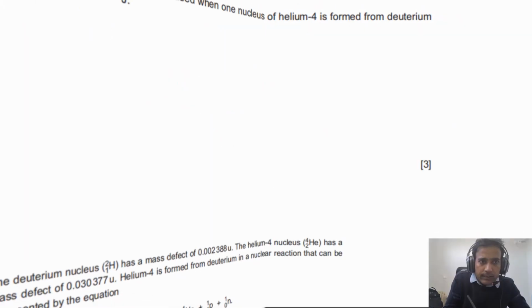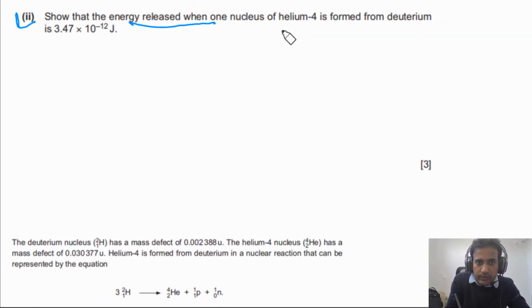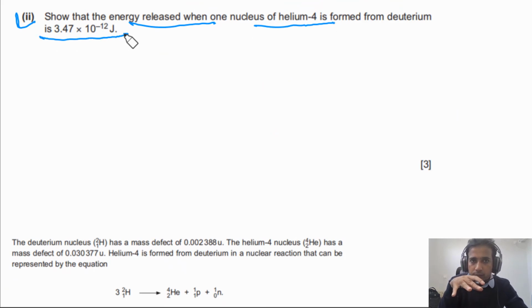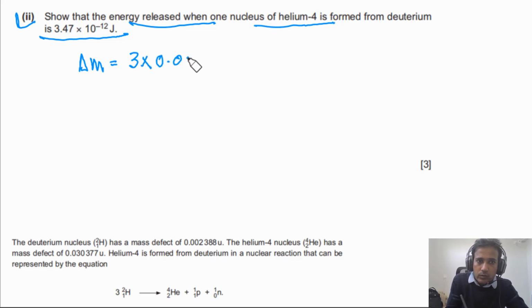The second part says, show that the energy released when one nucleus of helium is formed from deuterium is equal to this one. And in the last part, we have the mass defect. So we can find out delta M first of all. We have deuterium, and the mass defect for deuterium is 0.002388 U. This is AMU.